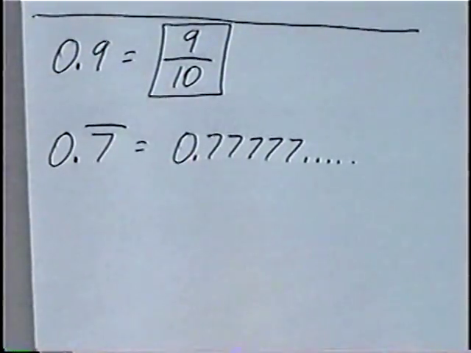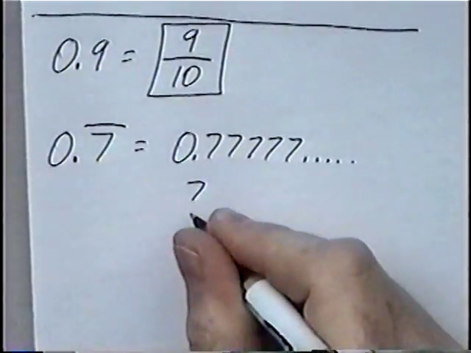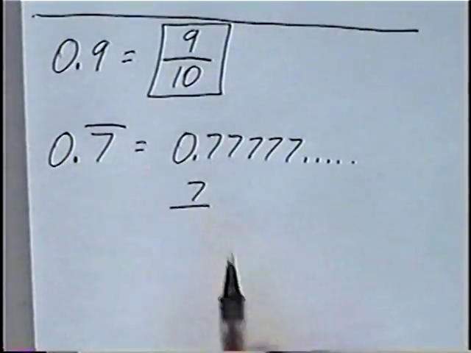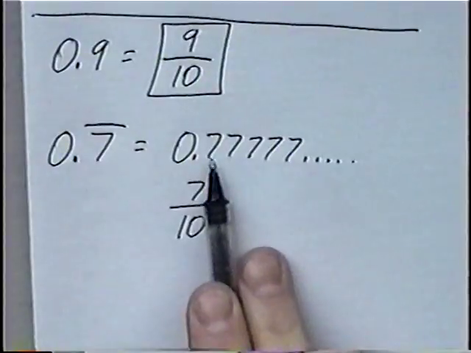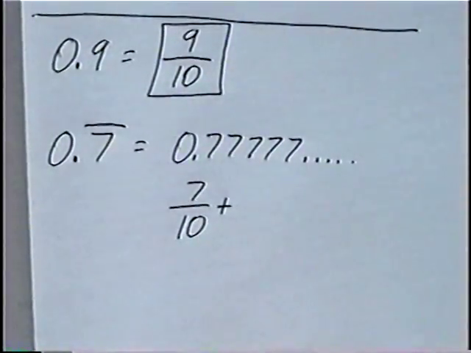We can write each number as a fraction, taking the first 7. The first 7 would be 7 over the placeholder value, which is 10. So 0.7 would be 7 over 10. And what we can do is add to that each additional 7 afterwards.